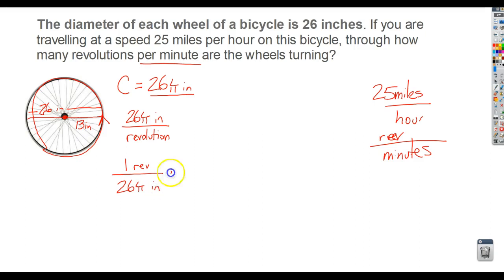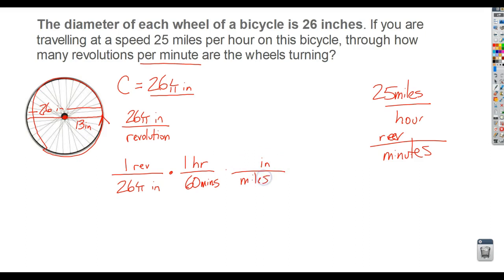Then I'm going to multiply. At this point, I know I've got 25 miles per hour, so I'm going to put that in there. Since minutes is on the bottom, we can do 1 hour, and we need 60 minutes on the bottom, so I'm going to do 60 minutes here. Revolution stays, minutes stay, so I need to turn inches into miles. So I'm going to put inches on top and miles on the bottom.